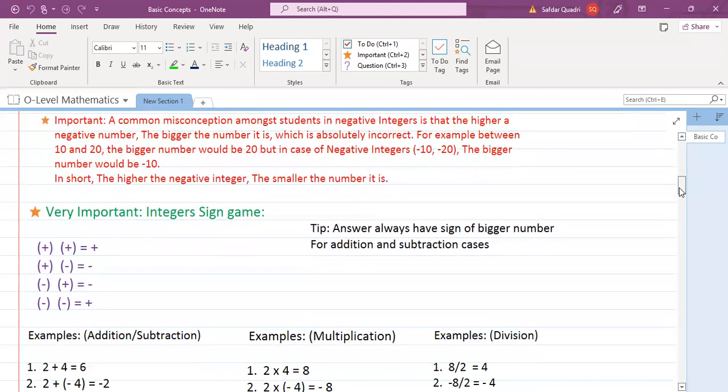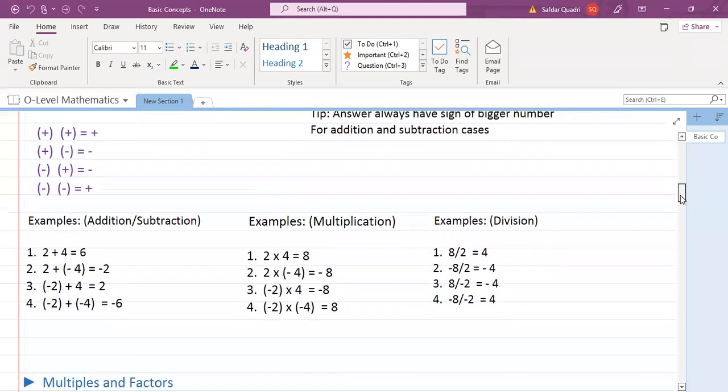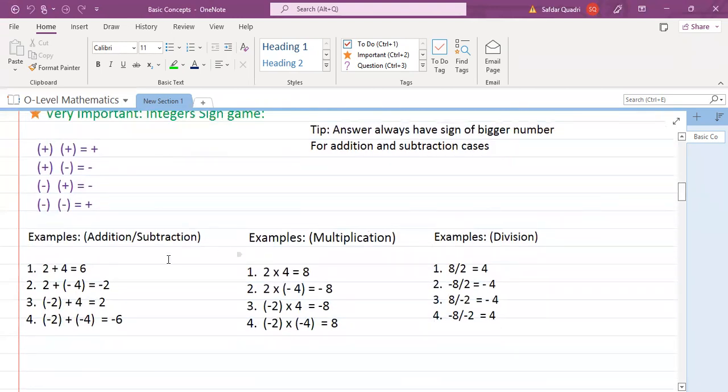And the most important thing in integers is the sign game. What is the sign game? It is a set of rules which you must follow in every question. For example, when you encounter a question with plus and plus, what you're going to do is plus. I'm going to show examples as well. Examples, addition and subtraction: you see, there's 2 plus 4. We just simply add them and it becomes 6.